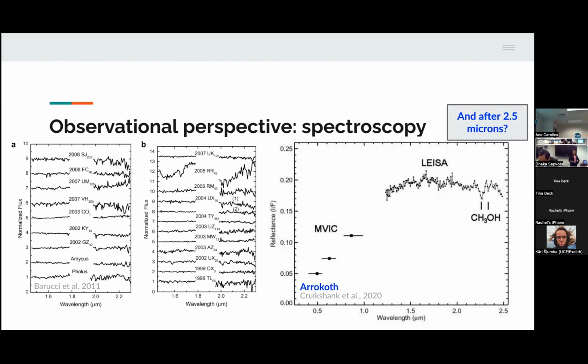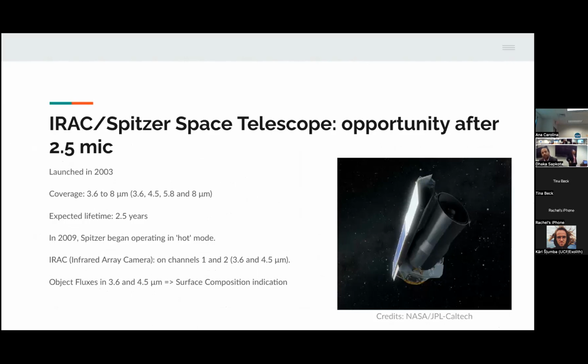But what about after 2.5 microns? We have a chance with IRAC. IRAC is the Infrared Array Camera on board the Spitzer Space Telescope. Spitzer was launched in 2003. IRAC was supposed to cover from 3.6 to 8 microns, but not continuously, with filters centered on 3.6, 4.5, 5.8, and 8 microns. It had an expected lifetime of 2.5 years, but it lasted much longer than that.